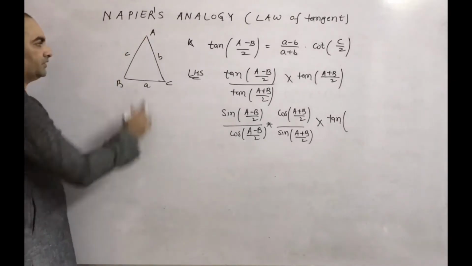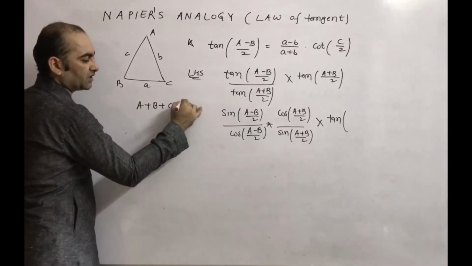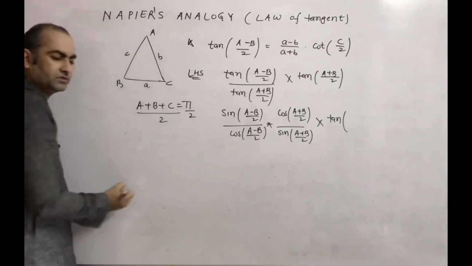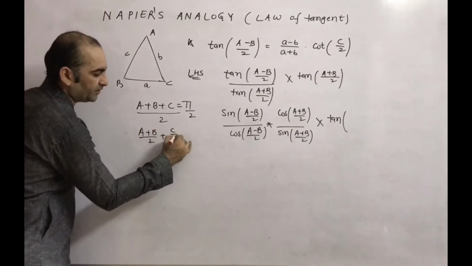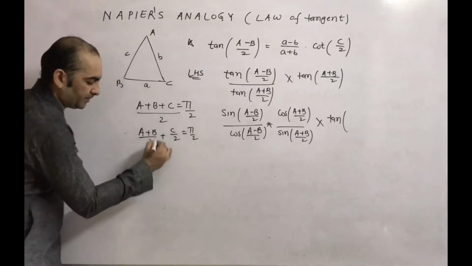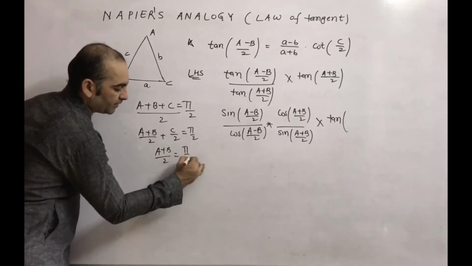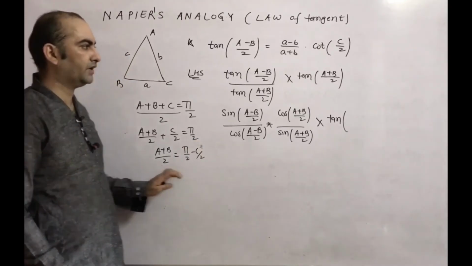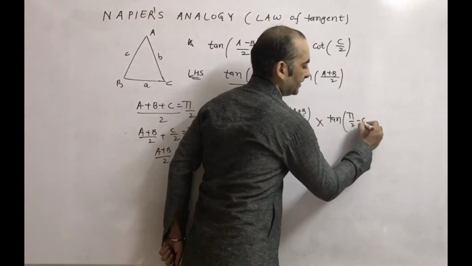We know that in a triangle A plus B plus C equals pi. If we divide by 2, we get pi by 2. So we can write (A plus B)/2 plus C/2 equals pi by 2. From here (A plus B)/2 equals pi by 2 minus C by 2.